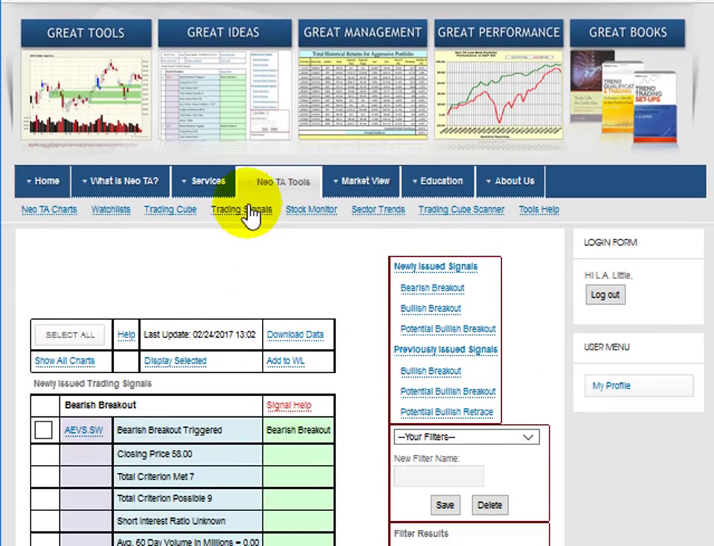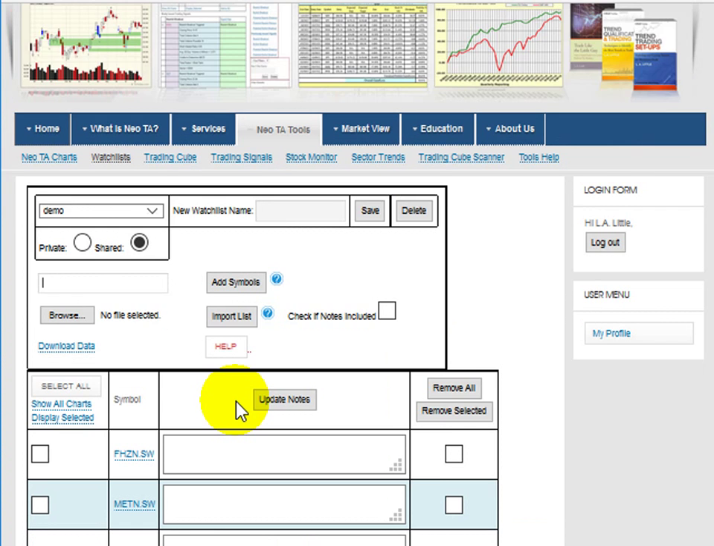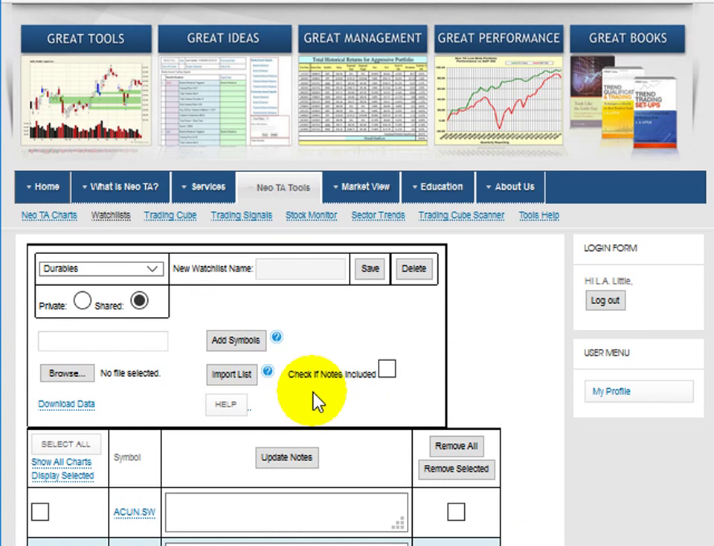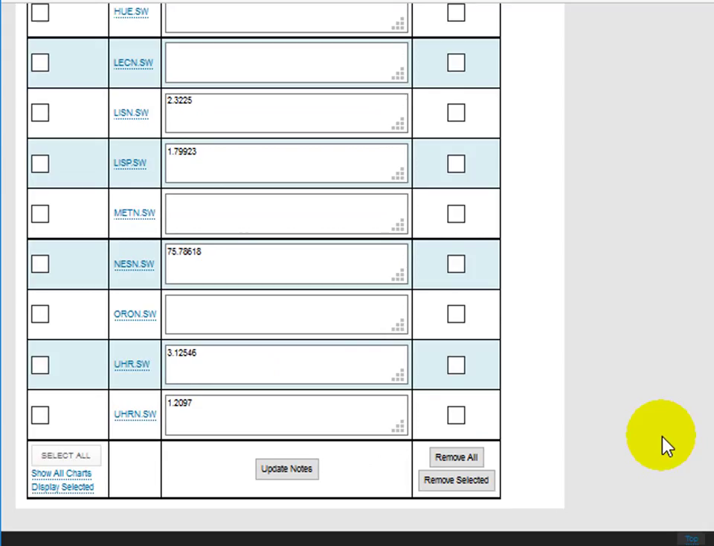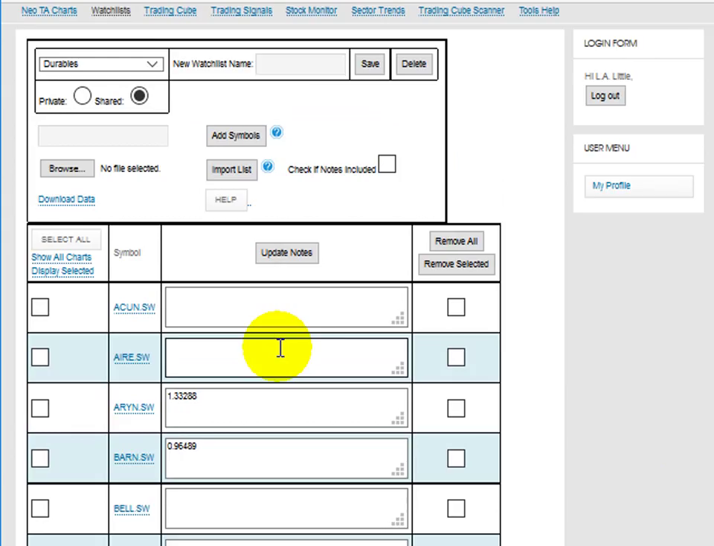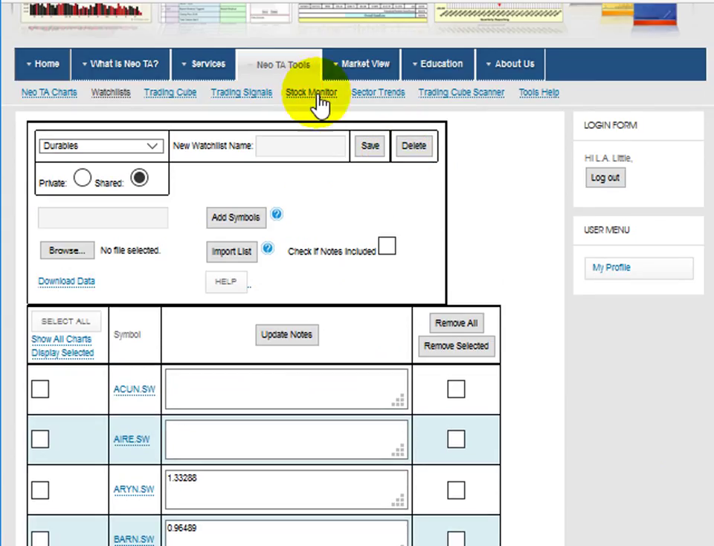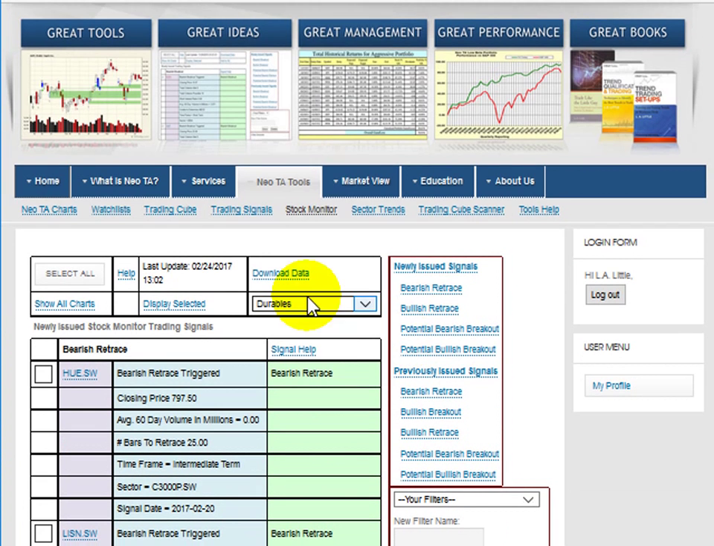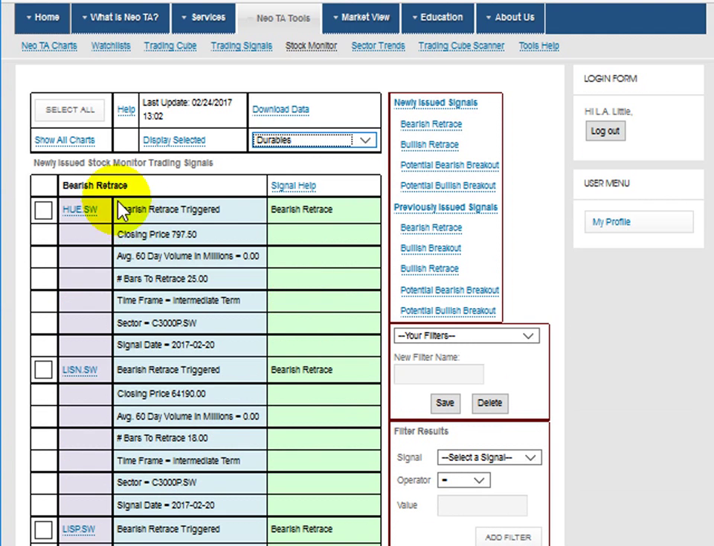Well, let's think about it. Let's say that I have a watch list that I've built. And if I go to my watch list and I choose one of the ones I'm interested in, maybe I'm watching consumer durables, and I've put all the top stocks of consumer durables in here. What if I'm in this stock watch list, which I am right now, and I go over to Stock Monitor? What Stock Monitor is going to do is it's going to say, in that watch list, durables, are there any stocks that meet the two types of trades that we're interested in?